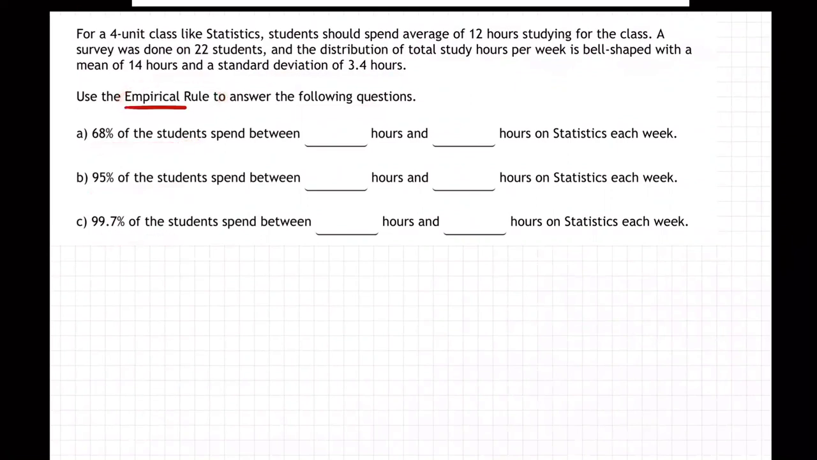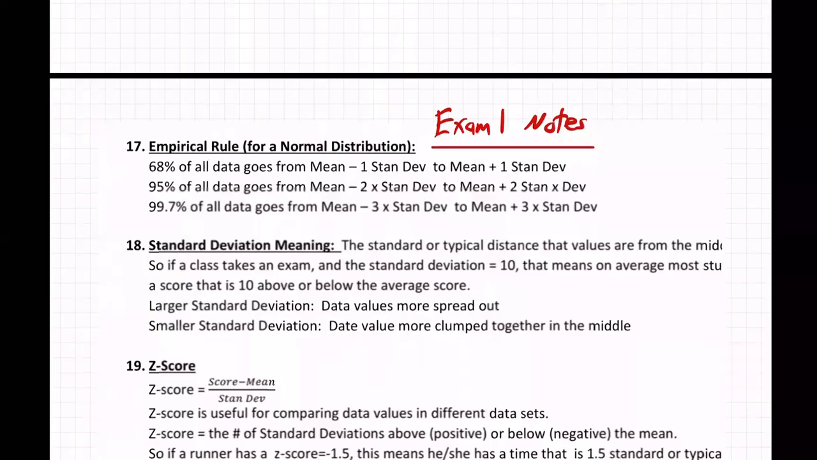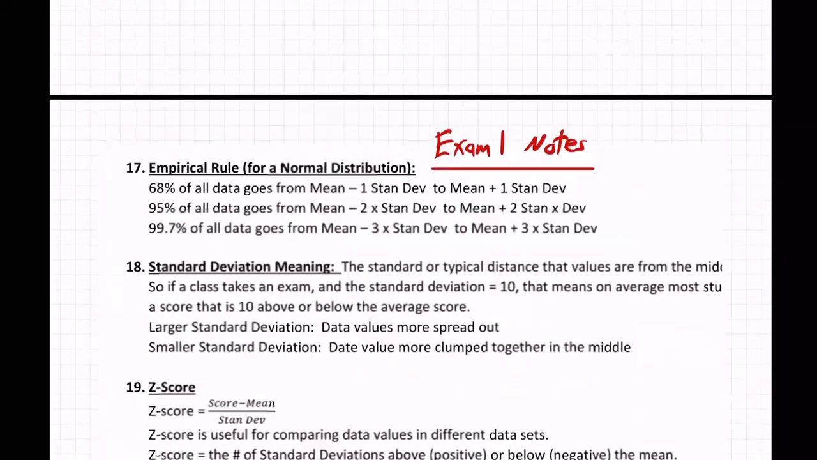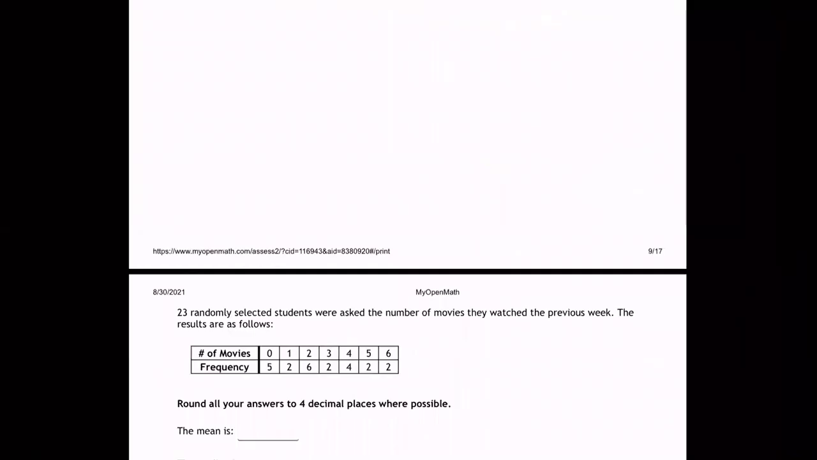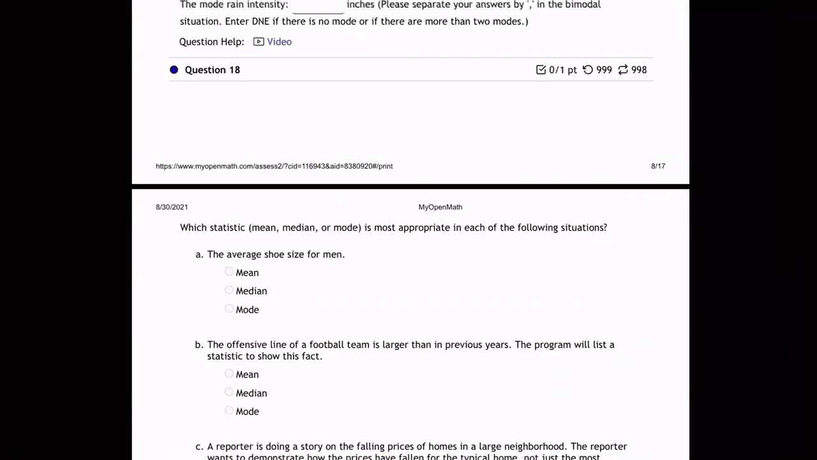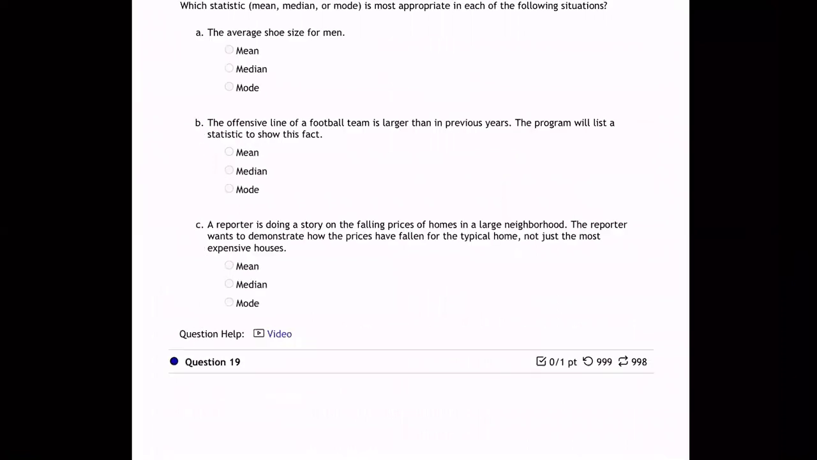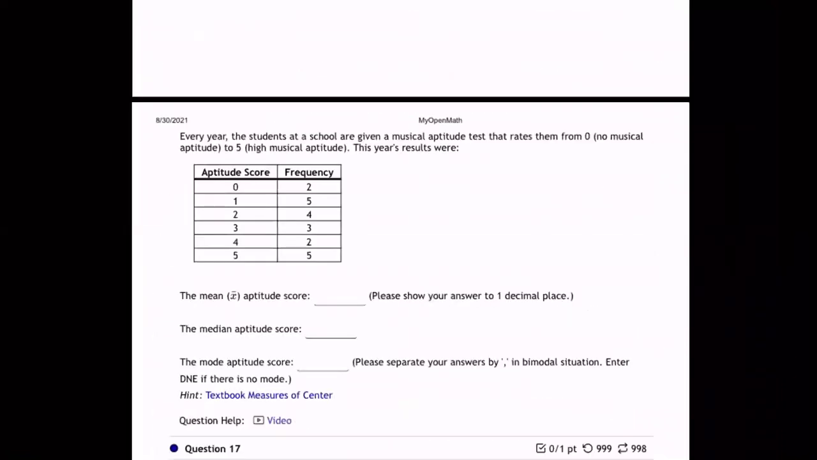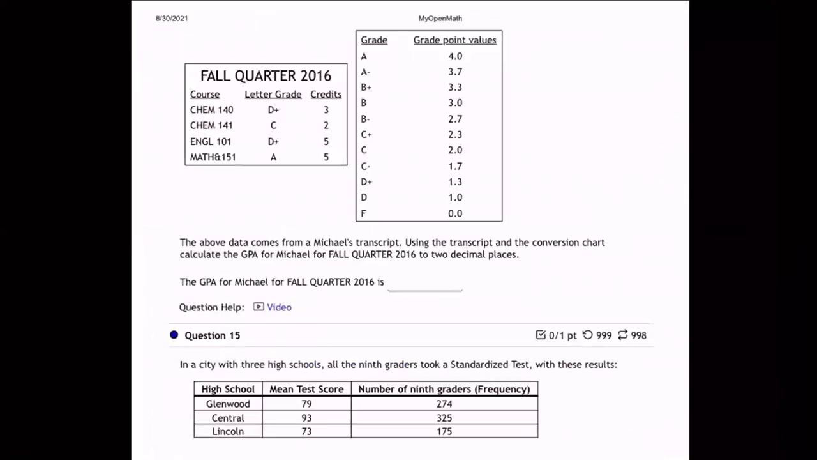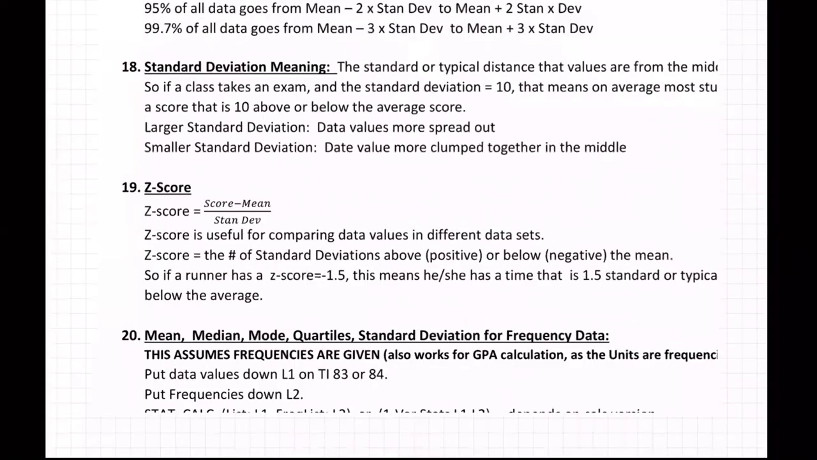Let me underline that. Well, if you go to the notes, here's the exam one notes. Oops. Sorry, I don't know what just happened there. Wow. Okay, there we go.